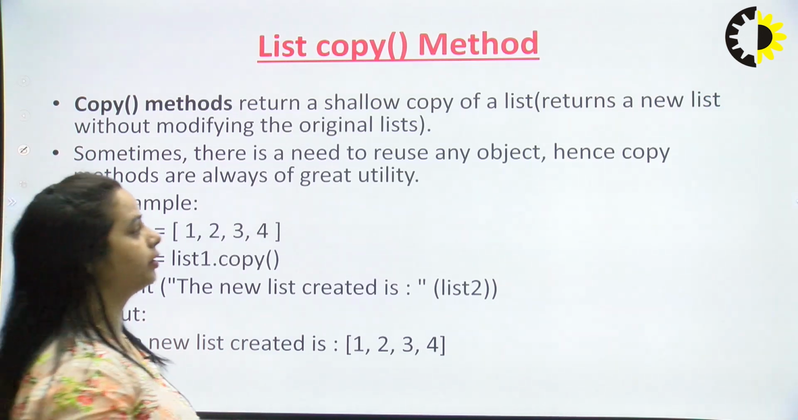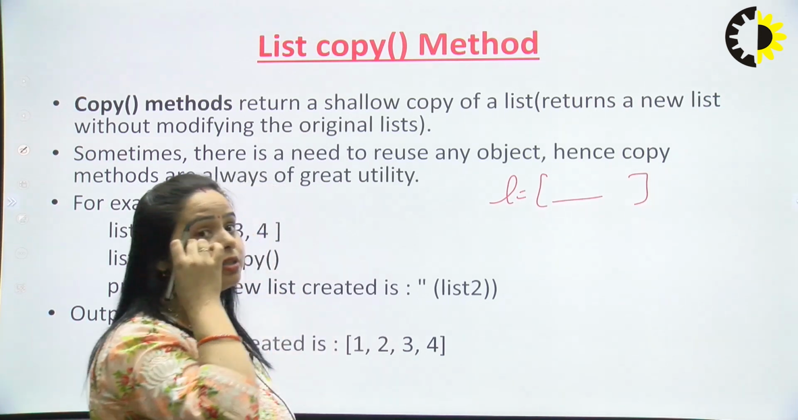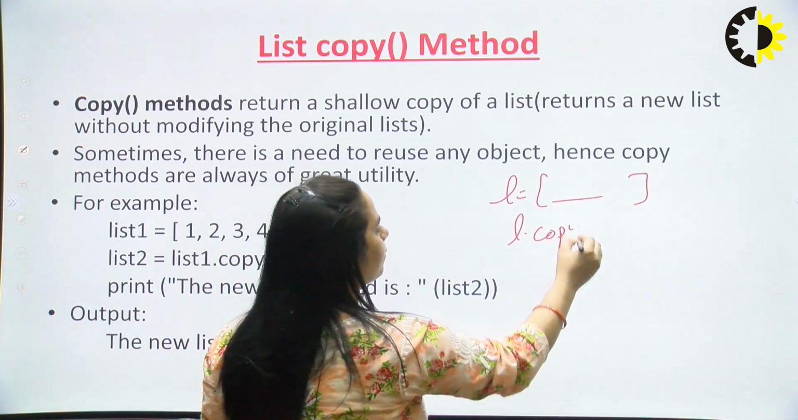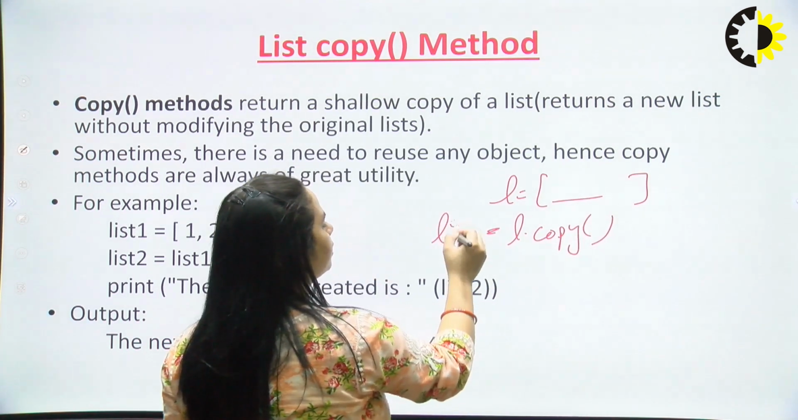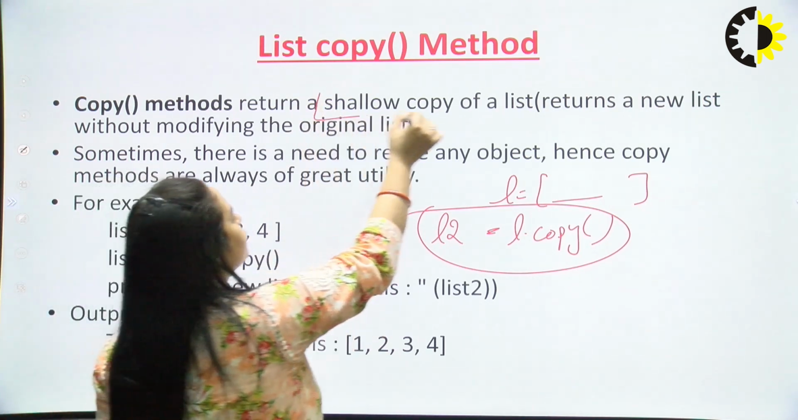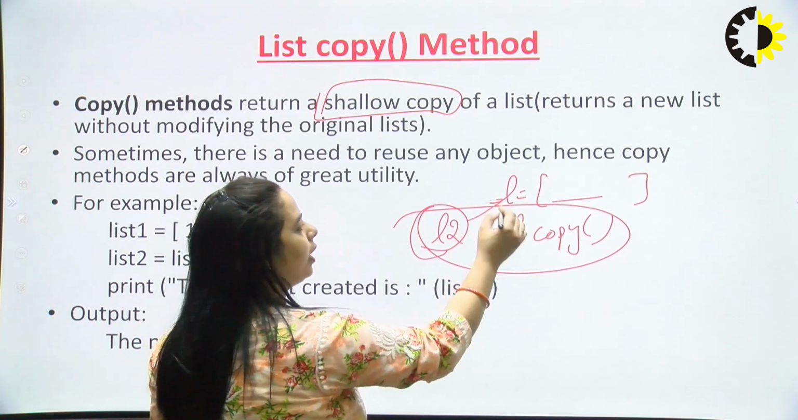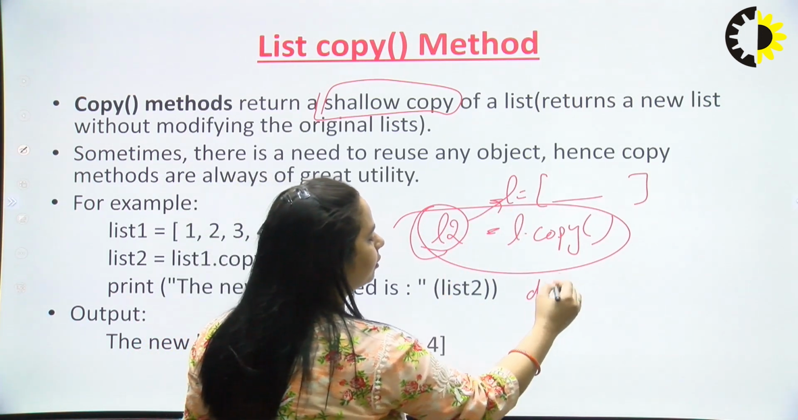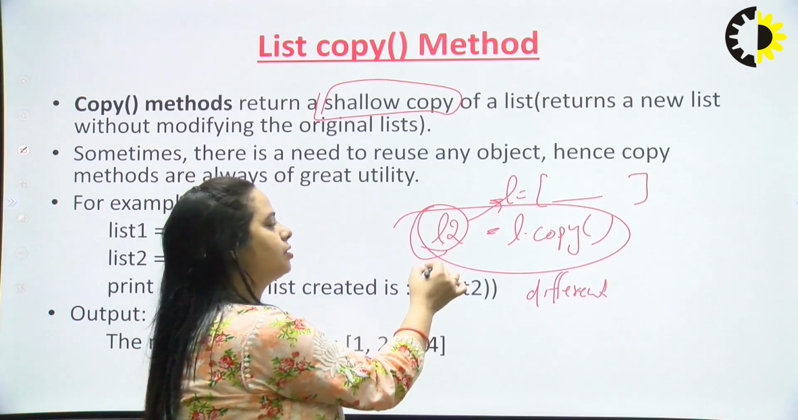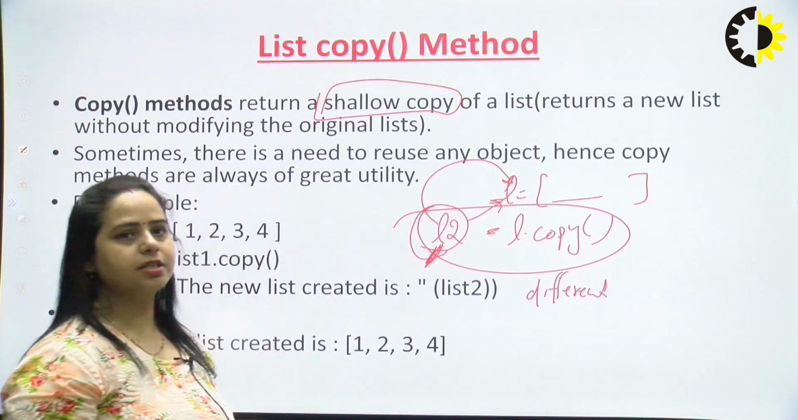Next is our copy method. If I have a list L having some values and I want the same replica of this list, I can use the copy method, L dot copy, and we can store it into another list. This will give a shallow copy. What is the meaning of shallow copy? That means the references of L2 and L1 will be different. What does it mean? If I make some changes in L2, this will not be reflected in the L list. So, this is your copy method.